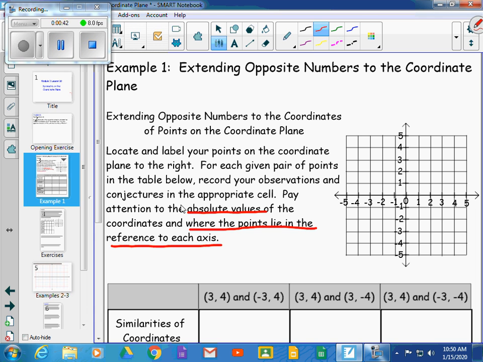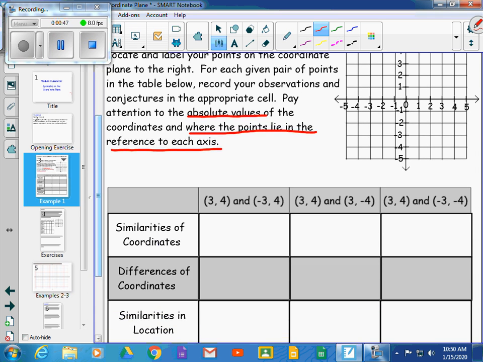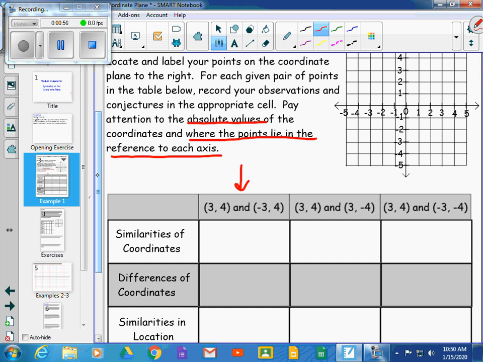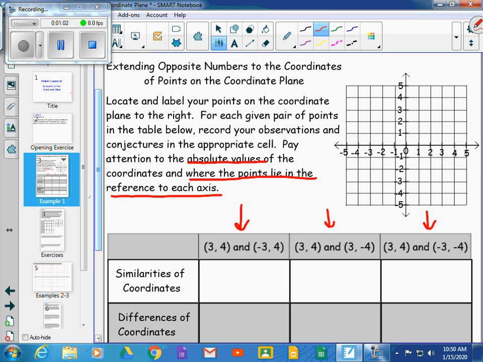to each axis. Now I'm going to do one set of points here, and we're going to put the answers in the column. I'm going to do 3, 4, compare it with negative 3, 4, and then you guys are going to use these points to finish off those columns once you see how we did it. So I'm going to first plot 3, 4, and then negative 3, 4 in the coordinate plane. So I'm going to be comparing the coordinates and the location of those 2 points.